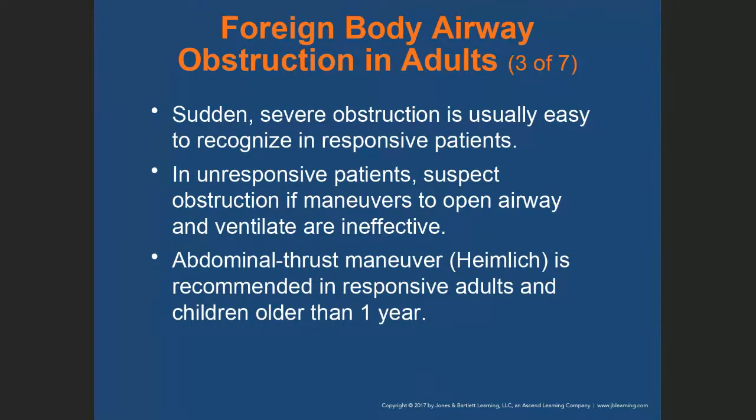If they have a sudden severe obstruction, it's usually easy to recognize in a responsive patient. In unresponsive patients, suspect obstruction if maneuvers to open the airway and ventilate are ineffective. So if you open the airway and try to breathe for the patient and there is resistance, and you reposition and make sure you open it properly and you still feel resistance, then you might have a blockage. Abdominal thrust maneuver or Heimlich is recommended in responsive adults and children older than 1 year.